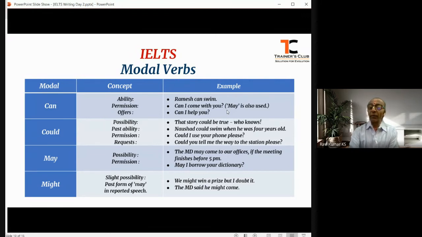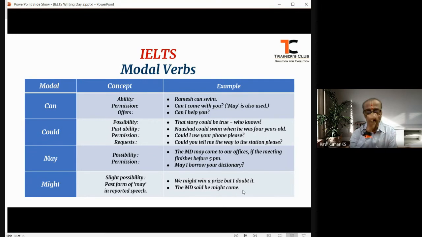Then it can be used as the past form of may also. When it is used as the past form of may, we make the sentences in indirect speech or reported speech. MD said he might come to office if the meeting finishes before 5 p.m. So here it is in the reported speech format. MD said he might come.